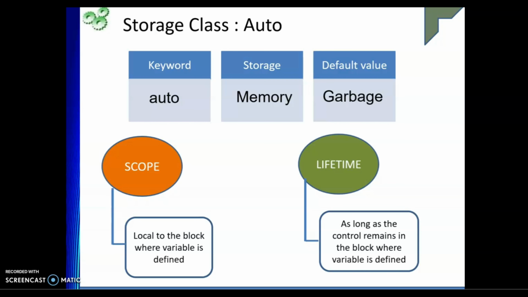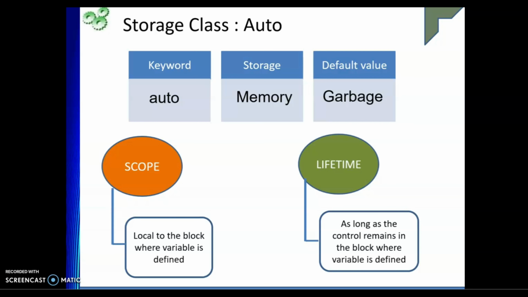Now, the scope is always local to the block where the variable is declared. If I declare it in main, the scope is in main itself. If I declare it inside a function, it is inside the function. If I declare it inside a block, it is there. Wherever we define it, that is its scope. The lifetime is as long as the control remains in the block where the variable is defined. Once it comes out of that, there is no life, because the variable is removed from the memory itself.